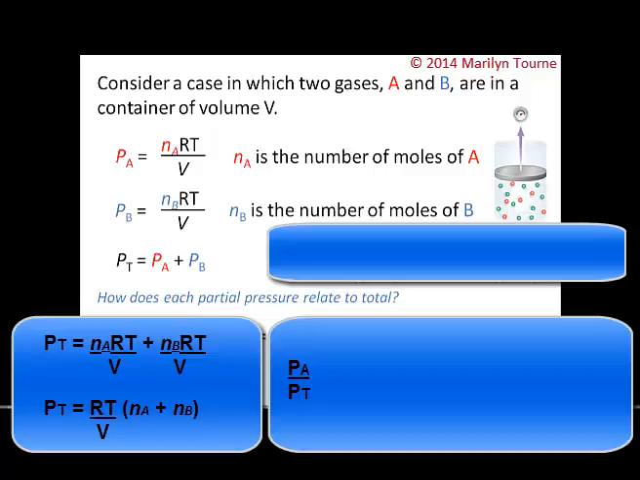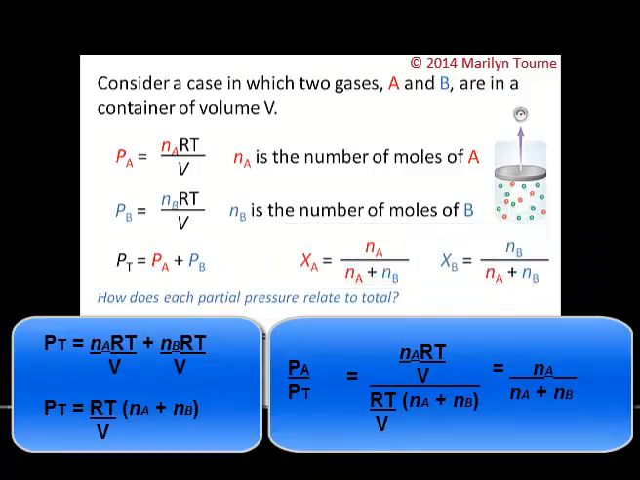So I would take PA, which I've already defined, is NA RT over V, divided by the total pressure, which we also just defined. It's RT over V times (NA plus NB). If you notice, RT and V can cancel out. So all you're left with is the moles of A divided by the sum of the moles of A and B. This is what we call mole fraction. That's the X.